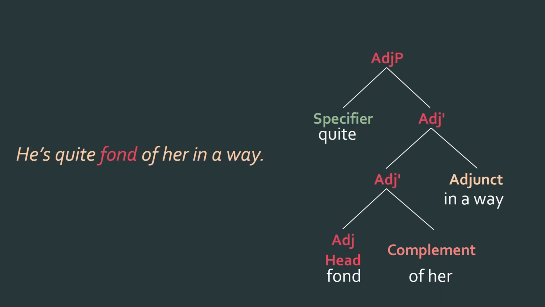He is quite fond of her in a way. We have an adjective phrase here, quite fond of her in a way, where the head of the adjective phrase is the adjective fond. The specifier here is the adverb quite, which modifies the adjective fond. The adjunct is the preposition phrase in a way, and the complement is the preposition phrase of her.